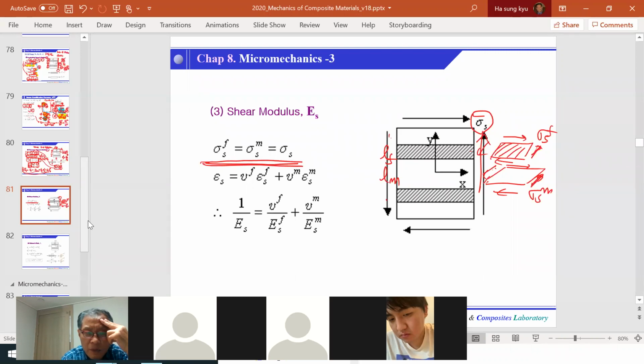Now, how about strain? The applied strain will be under the load. This can form some shape, and this will be the shear strain. So this strain will follow through the amount of this angle and that angle and that angle.